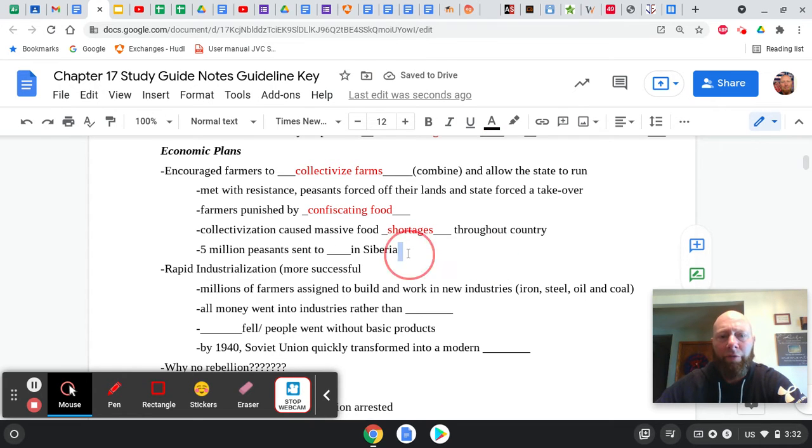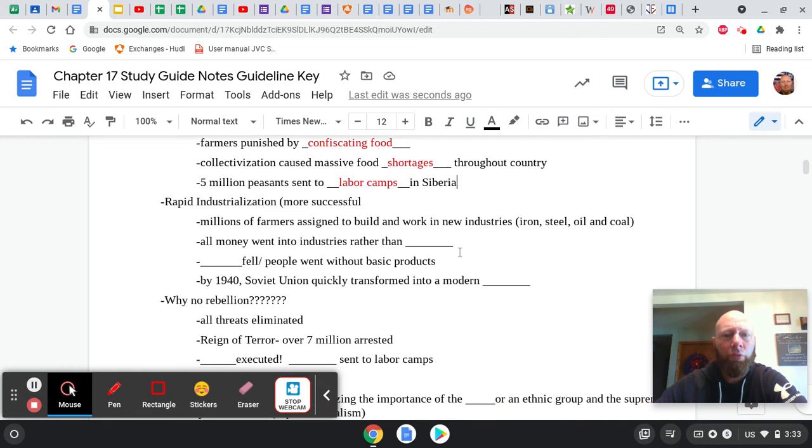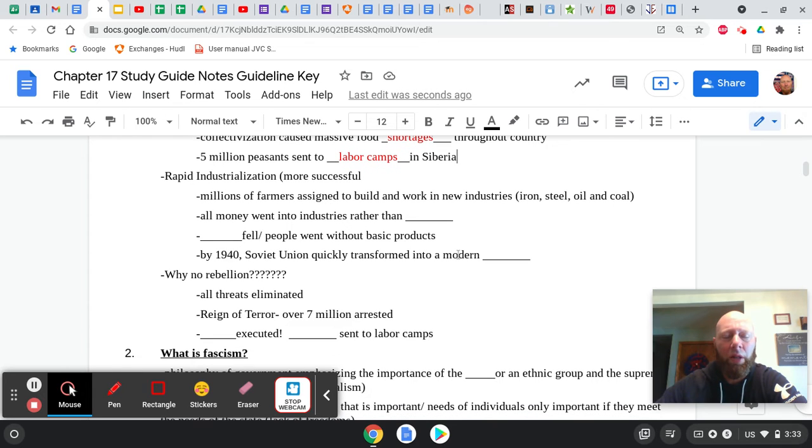And 5 million peasants in the Soviet Union are going to be sent to labor camps in Siberia. So farmers who don't go along with this are going to be arrested and sent to labor camps in Siberia, where they'll be working in industries. Forced labor. Okay. When it comes to rapid industrialization, he's going to be a lot more successful.